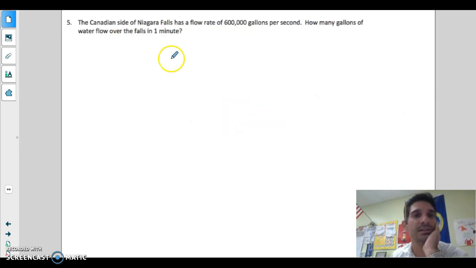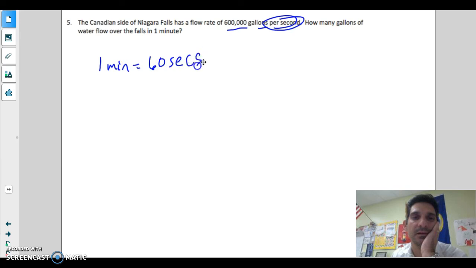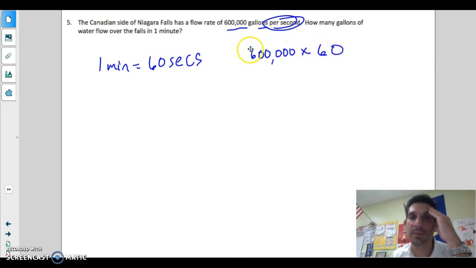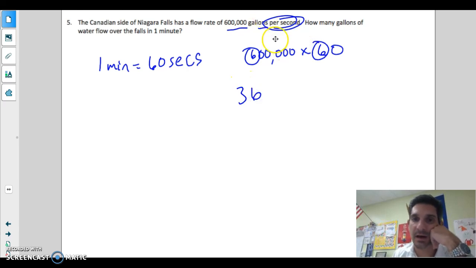And last one. It says the Canadian side of Niagara Falls has a flow rate of 600,000 gallons per second. How many gallons would flow over the falls in 1 minute? Well, I know that in 1 minute, it's 60 seconds. Right? So I have to basically do 600,000 times 60. Well, what are my basic numbers here? I got 6 and a 6. So that's 36.